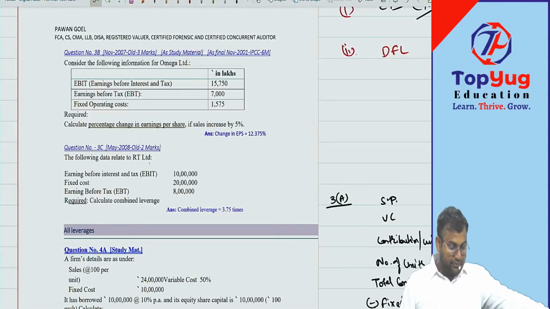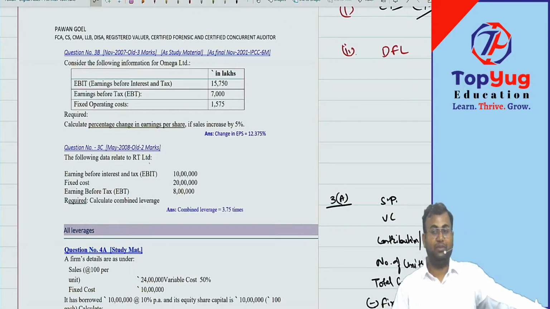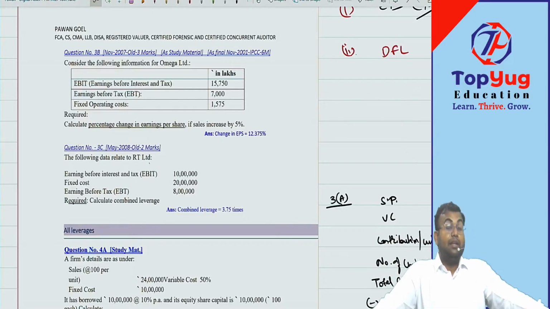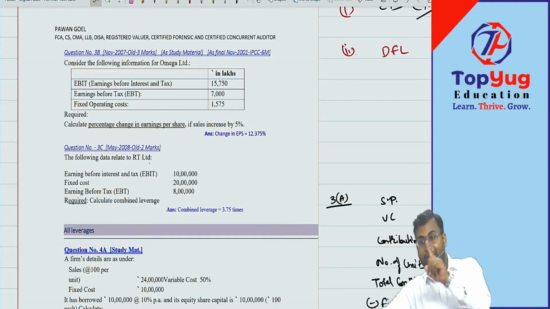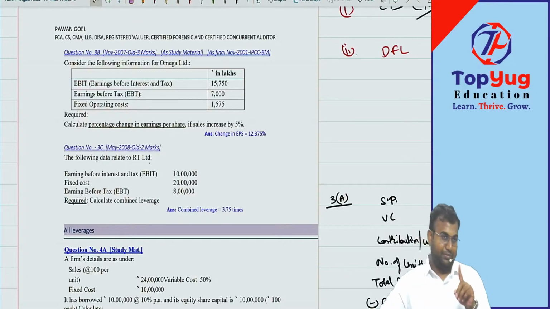Consider the following information for Omega Limited. EBIT is 15750 in lakhs. So, are you supposed to write all zeros? No. Just mention in lakhs even in your answers also. I will tell you one peculiar point once we solve this problem. Just remind me if I forget to.